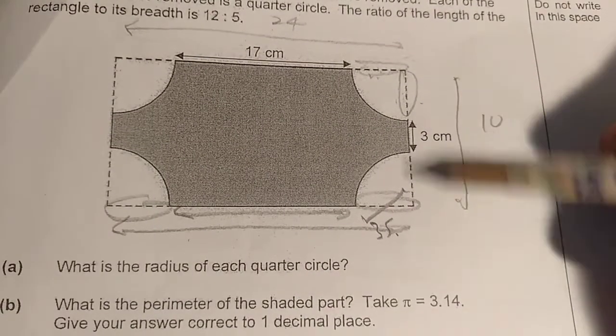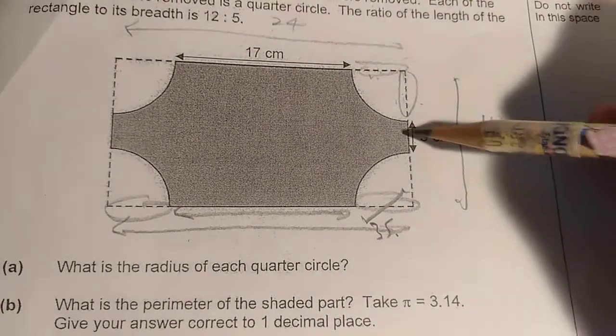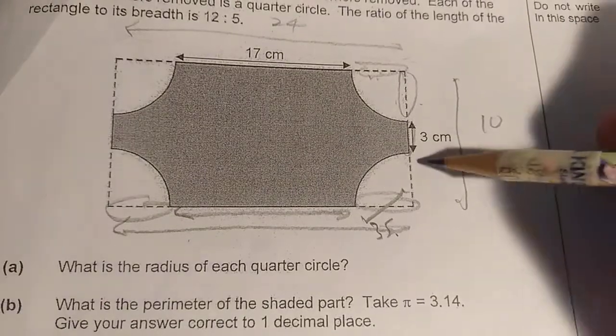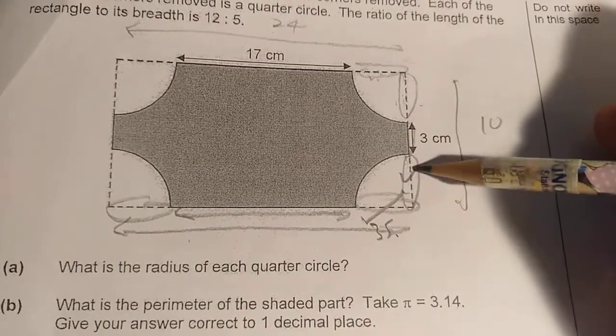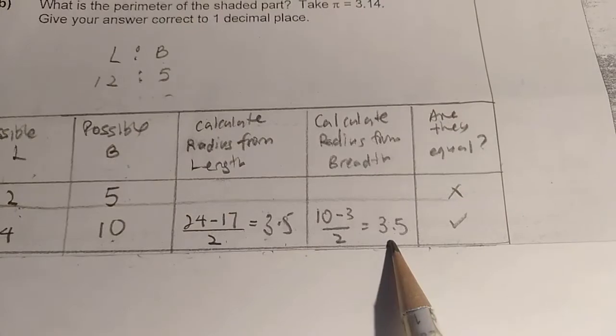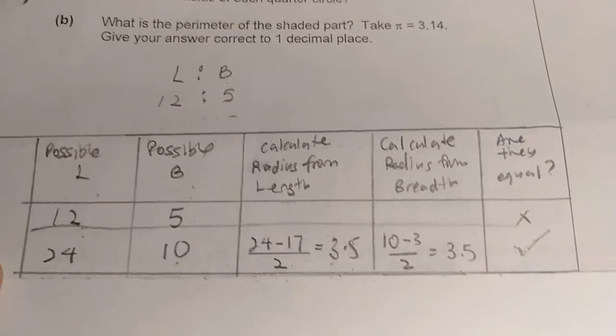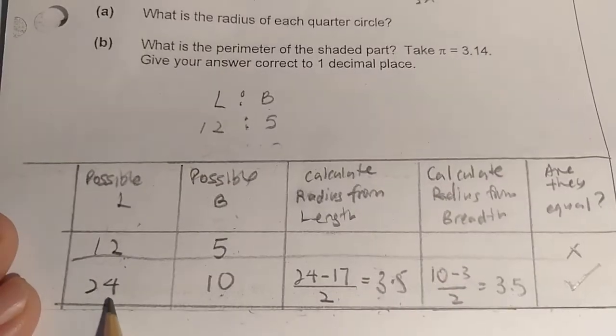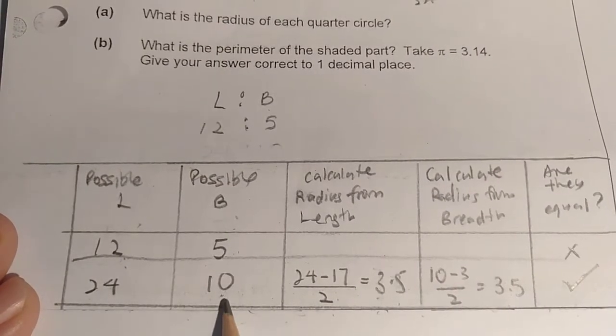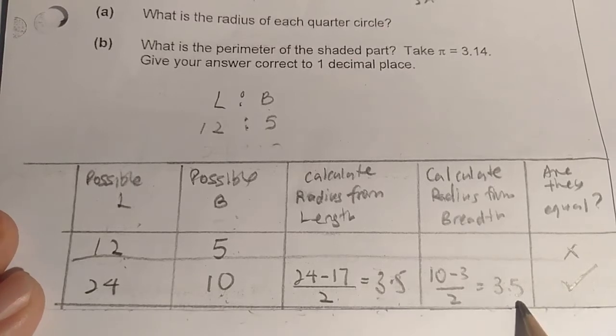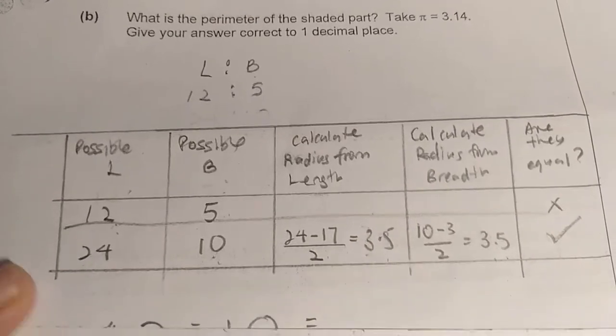Let's calculate for the breadth part. If this is really 10, I minus away 3, I get 7. 7 divided by 2, I get one of them. Also 3.5. So that tells me this is a possible answer. And this is the answer that tells me the length is 24 cm and the breadth is 10 cm. And this tells me that the radius is 3.5 cm. And that is the answer to part A.